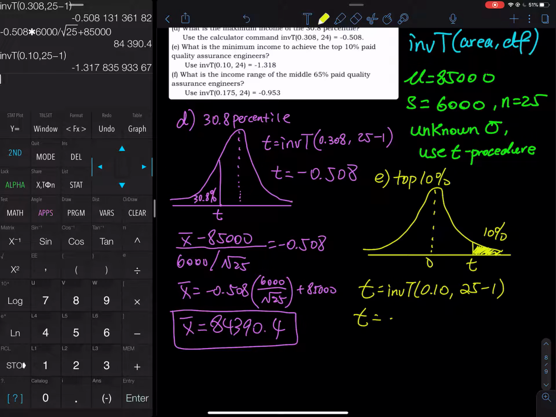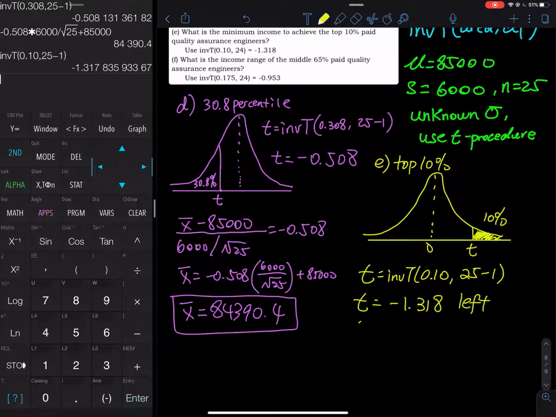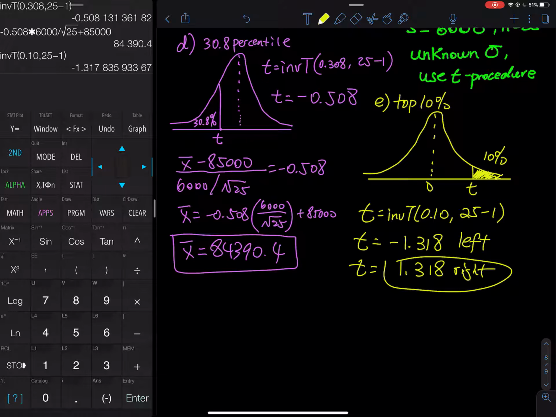So that is negative 1.318. And this is the T on the left. I have the T on the right, so this is supposed to be positive 1.318. That's the T that I want, and then you undo the standardization process.